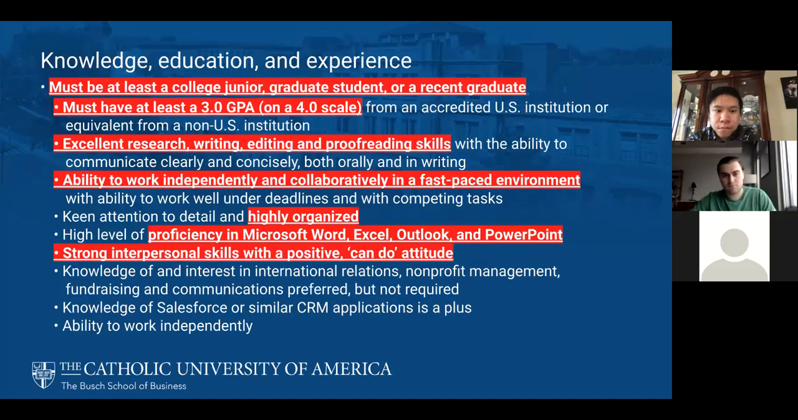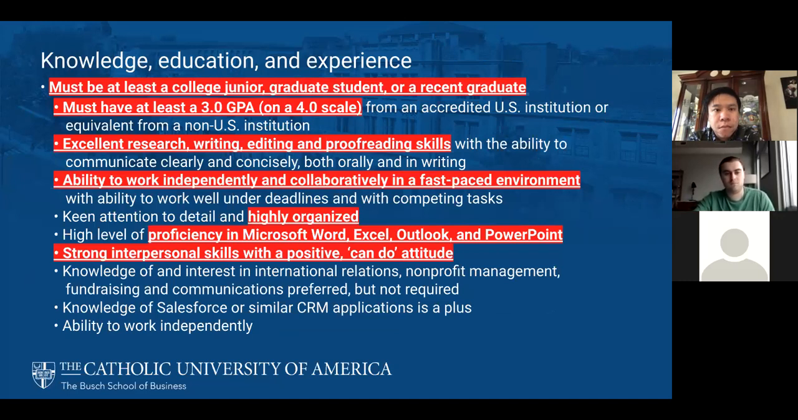All right, so knowledge, education, and experience. So this is very traditional, and they have must-haves. If you don't have them, I would say don't apply. So you must at least be a college junior, graduate student, or recent graduate. That is all of you. Must have at least a 3.4 or 3.0 GPA on a 4.0 scale.